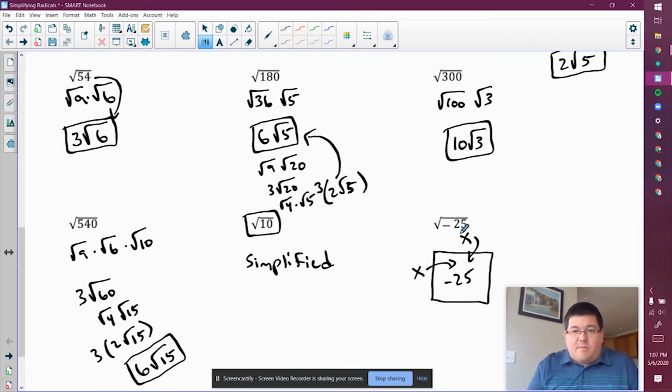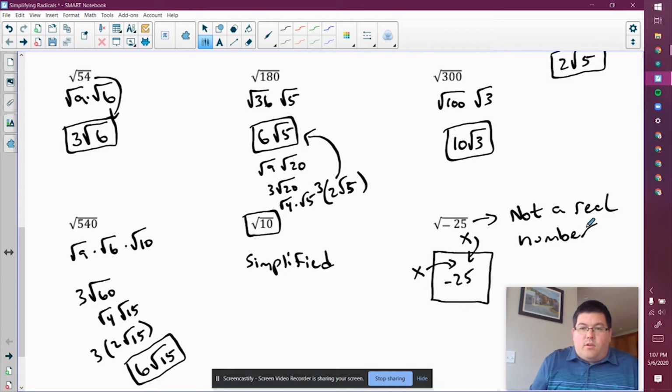Well, anything times itself will always yield a positive, right? Because you'll either have a positive times a positive, or you could, I guess, theoretically have a negative times a negative, but in either case, those would both end up as positive. And so the square root of a negative produces what we would call not a real number, or there is no real number. Okay?